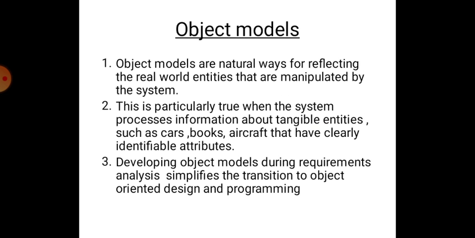Next, point number 1, object models are natural ways of reflecting the real world entities that are manipulated by the system. Students, we have studied earlier that, more than procedural programs, object models represent real world entities the way they are. This is particularly true when the system processes information about tangible entities such as cars, books, aircraft that have clearly identifiable attributes.